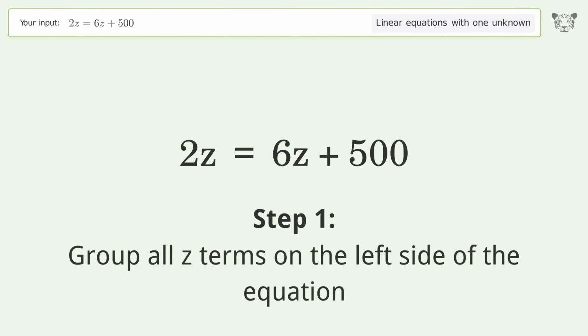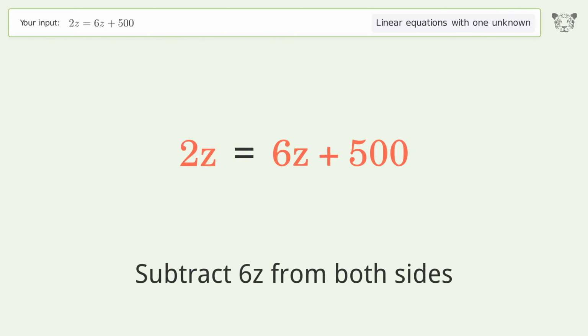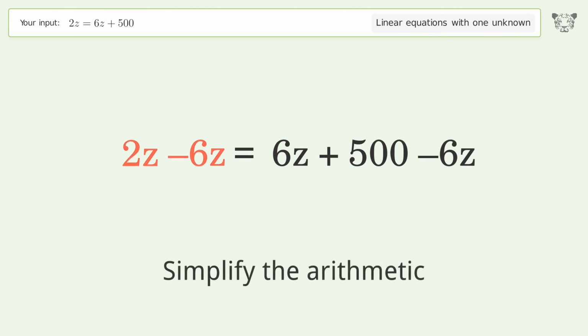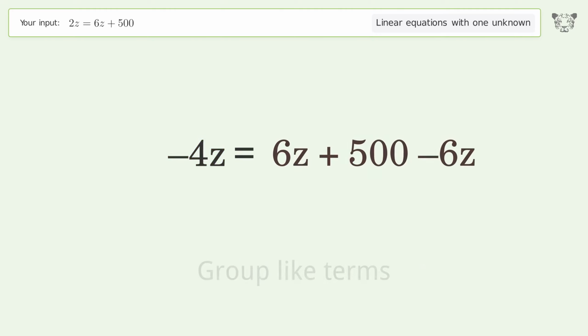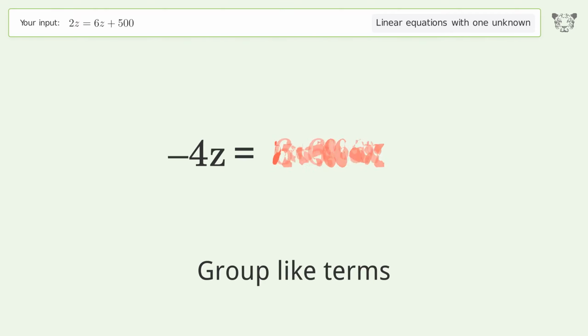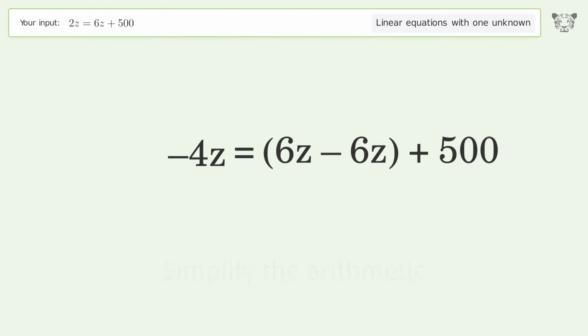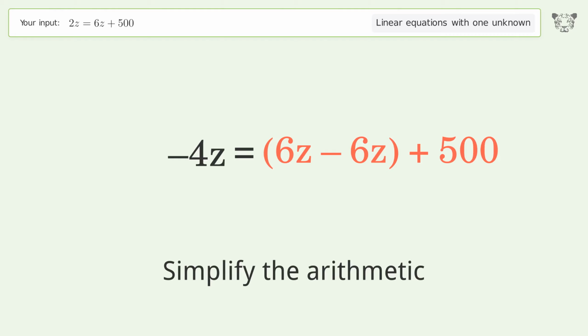Group all z terms on the left side of the equation. Subtract 6z from both sides. Simplify the arithmetic. Group like terms. Simplify the arithmetic.